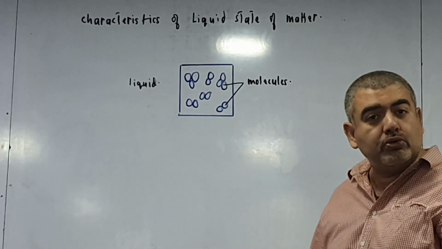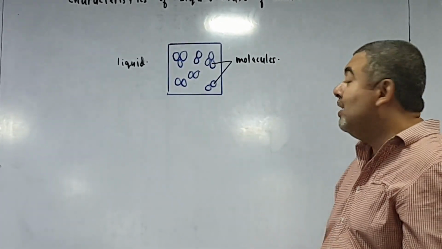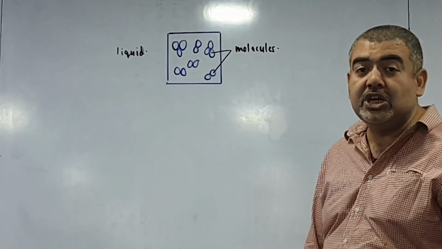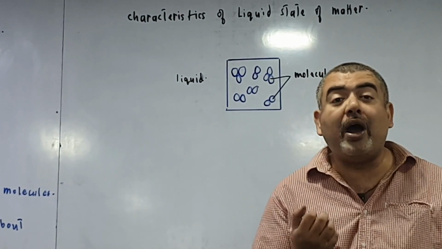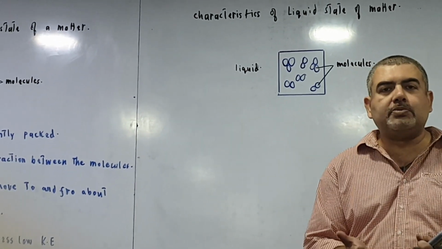Kinetic energy as compared to solids इनकी high होगी because they can move with greater speed. And last, they have definite volumes. इनकी volumes fixed हैं, but they don't have definite shapes. Shapes fixed नहीं. They acquire the shape of the vessel in which they are kept. वो उस vessel की shape acquire कर लेते हैं जिसमें उसको रखें.